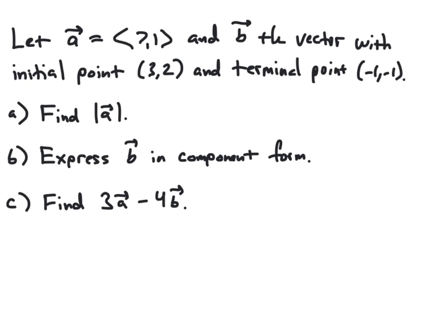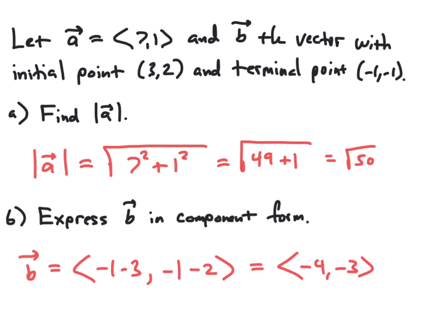Since we're given vector a in component form, the magnitude of a is simply the square root of the sum of the squares of the two components. In this case, that would be the square root of 7 squared plus 1 squared, which is the square root of 49 plus 1, or the square root of 50. So the magnitude of a is the square root of 50.